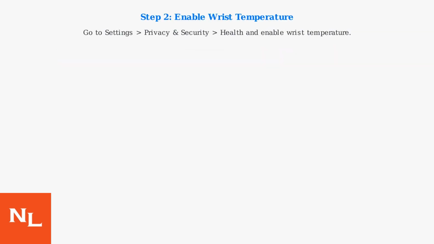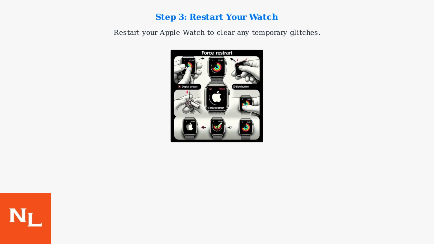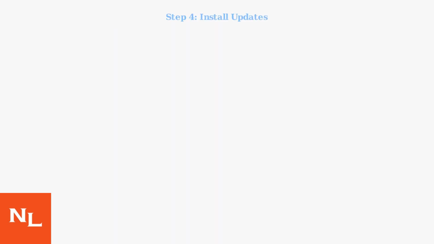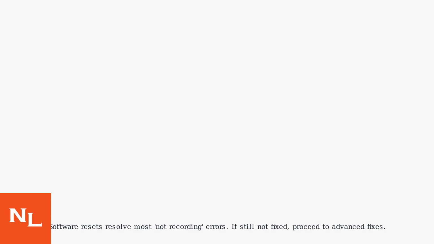Next, enable wrist temperature in Settings, Privacy and Security, Health. Restart your watch by pressing and holding the digital crown and side button. Check for and install any available watchOS updates, as Apple has been releasing over-the-air fixes. Software resets resolve most of these not recording errors. If issues persist, proceed to the next steps.